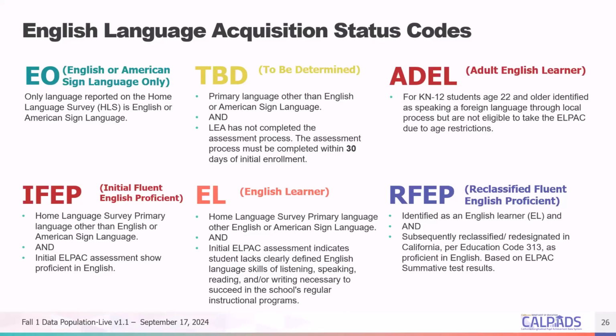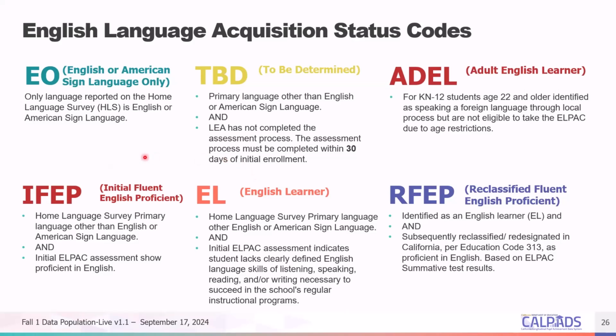This slide contains the different English language acquisition status codes that can be submitted for a student. All students in grades TK through 12 must have an ELAS code reported in CALPADS. Students whose only language reported on the home language survey is English or American Sign Language are reported with an ELAS of EO. Students with a primary language other than English or American Sign Language are reported as TBD until the LEA has completed the initial LPAC assessment process. Students can only be TBD for 30 days upon initial enrollment.